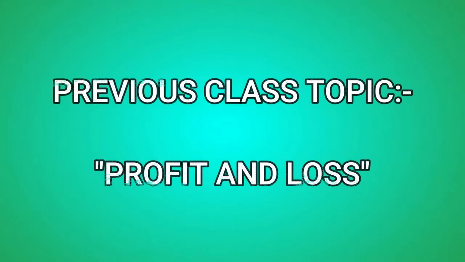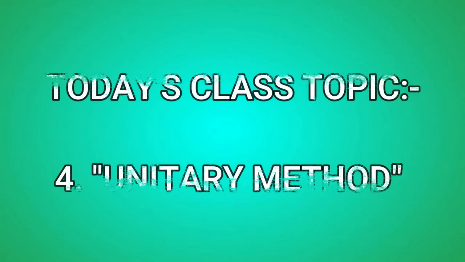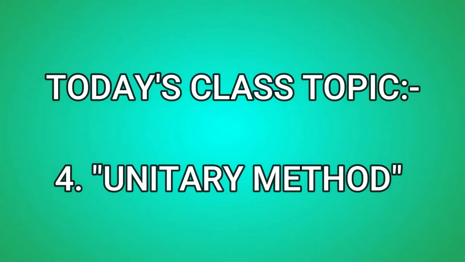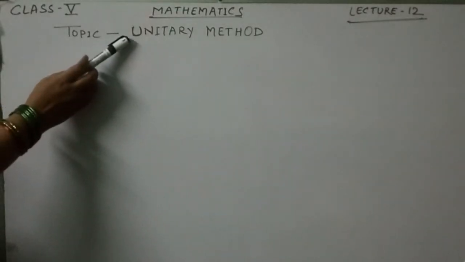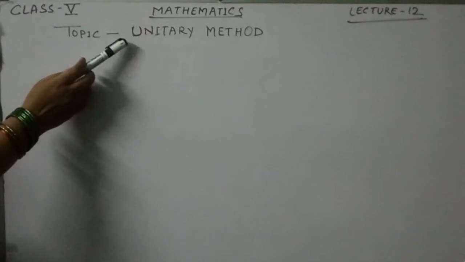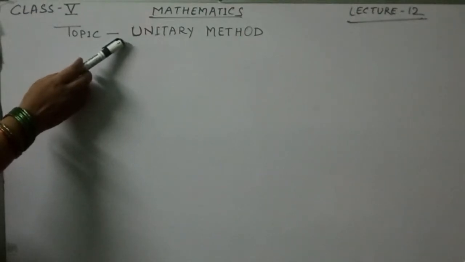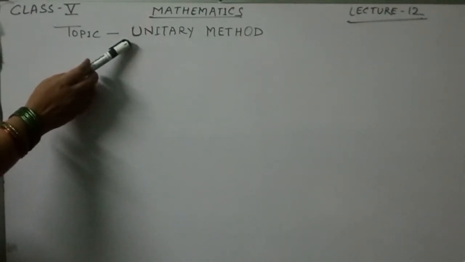Children, in the previous class I taught you about profit and loss, and I also gave you notes related to profit and loss. Children, today I will teach you about the unitary method, that is chapter 4. First, our topic is the unitary method. What is our topic? The unitary method. So first I will explain what the unitary method is.